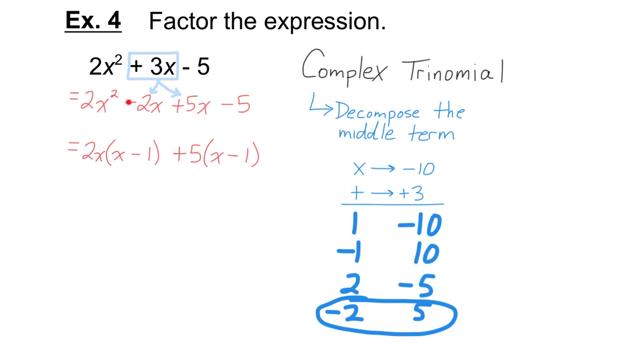So 2x squared minus 2x has the greatest common factor of 2x because both terms are divisible by 2 and they're both divisible by x. So 2x is the greatest common factor. And what do we have to multiply that by? 2x times x is 2x squared, and 2x times minus 1 is minus 2x. The next 2 terms have a greatest common factor of 5. 5 times x is 5x. 5 times minus 1 is minus 5.